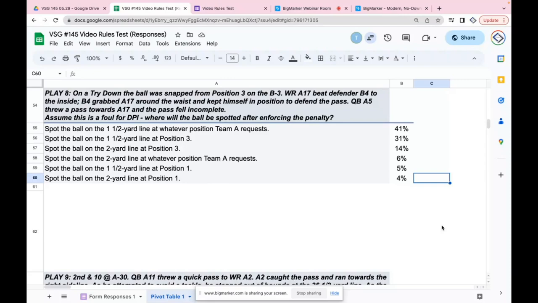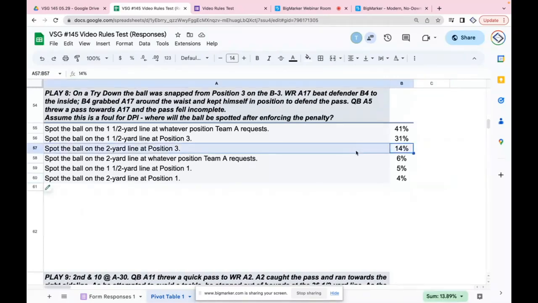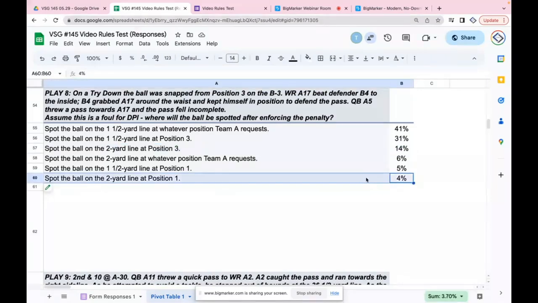Okay, so where were we snapped? It's right there in the question, position 3. So this would mean, okay, I'm not going to try to type all this. If we go 2-yard line at position 3, we're assuming this is a normal foul in the end zone from scrimmage, and we would go previous spot enforcement. 14% said 2-yard line position 3. Well, we're not doing that. I'm 100% sure we're not doing that. 4% said 2-yard line position 1. We're probably not doing that either. Not doing that. Okay.